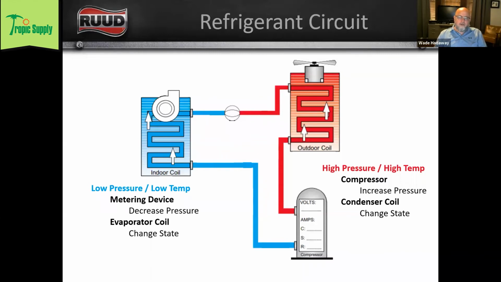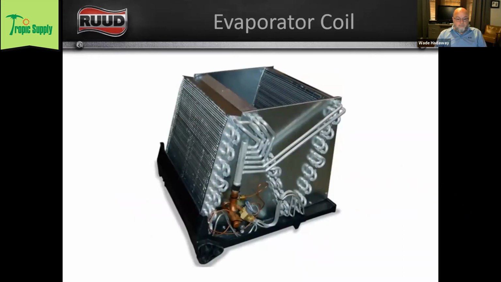And on the drawing, it says outdoor coil and indoor coil. Because in a heat pump system, our outdoor coil half the time is our condenser, and then when we switch to heat, our outdoor coil is our evaporator. So that's why the drawing says outdoor coil and indoor coil.